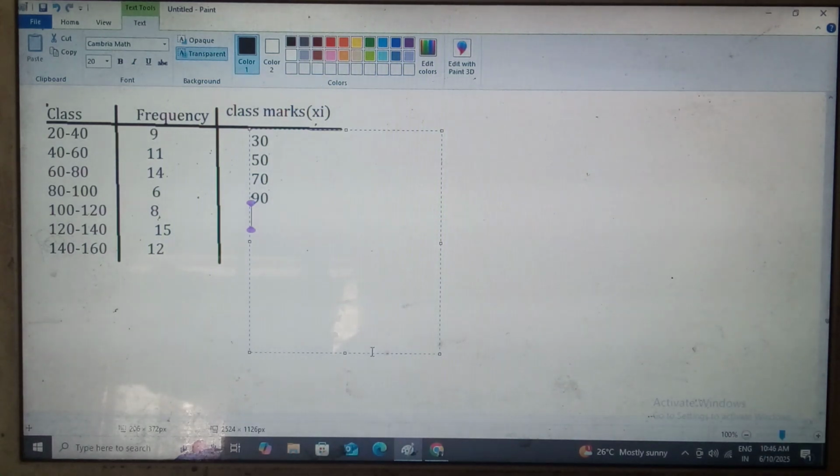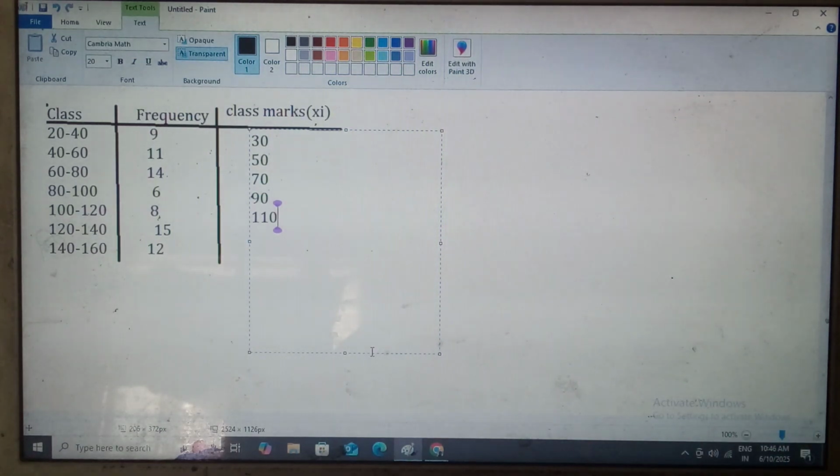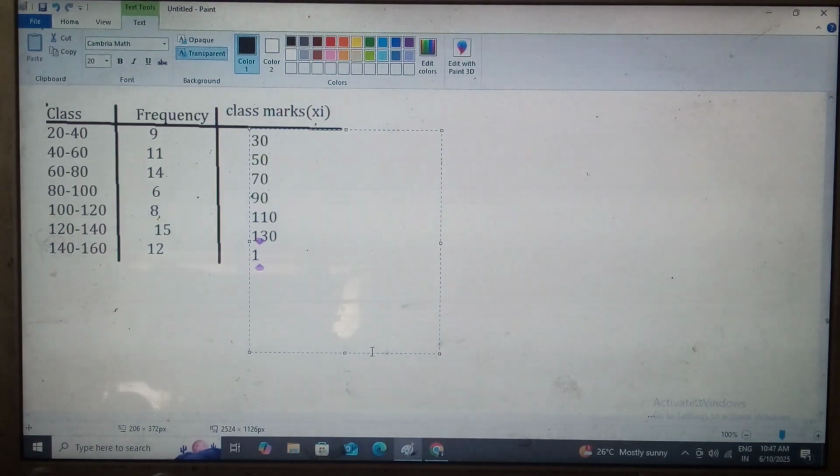After that you have 100 plus 120 over 2. 100 plus 120 will give you 220. If you divide by 2 you will get 110. Then the next class mark will be 120 plus 140 over 2. That's going to be 260 by 2, that's 130. Then after that you have 140 plus 160 over 2, that will be 300 over 2, and you will get 150.